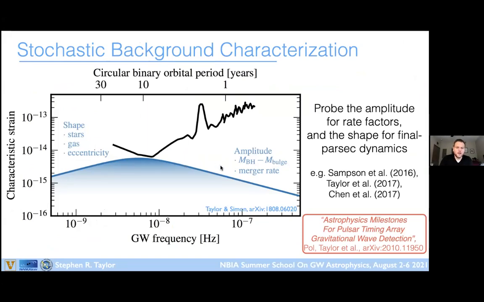Now, it is possible that we could tease it apart using some information from the lower frequencies, because the chirp mass distribution will have some effect on the coupling of the black holes to stars and gas, and also whether there's some eccentricity there. So hopefully this spectrum is not a power law all the way down. Hopefully there's some information at lower frequencies which could actually break the degeneracy between some of the factors that are wrapped up in the amplitude. Otherwise, we'll need an external messenger.